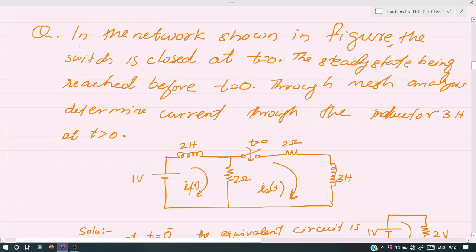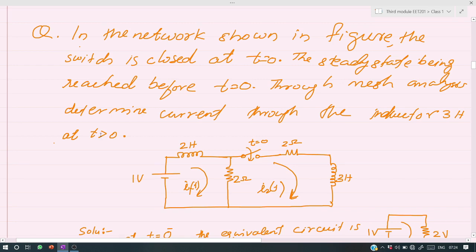In the network shown in figure, the switch is closed at t equal to 0, the steady state being reached before t equal to 0. Through mesh analysis, we need to determine the current through the 3 Henry inductor at t greater than 0.